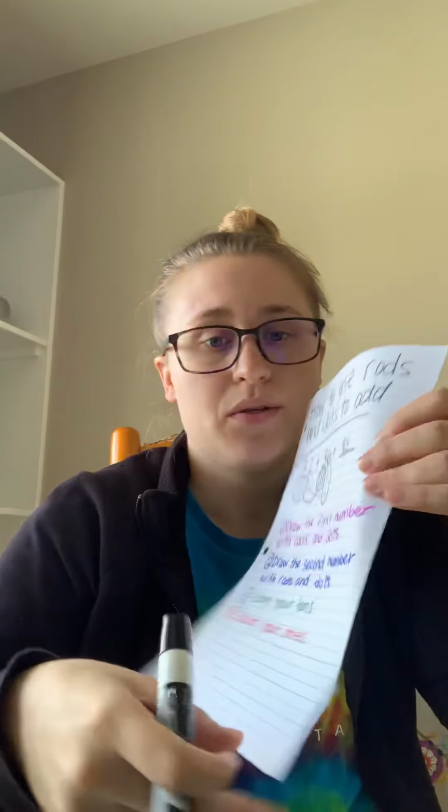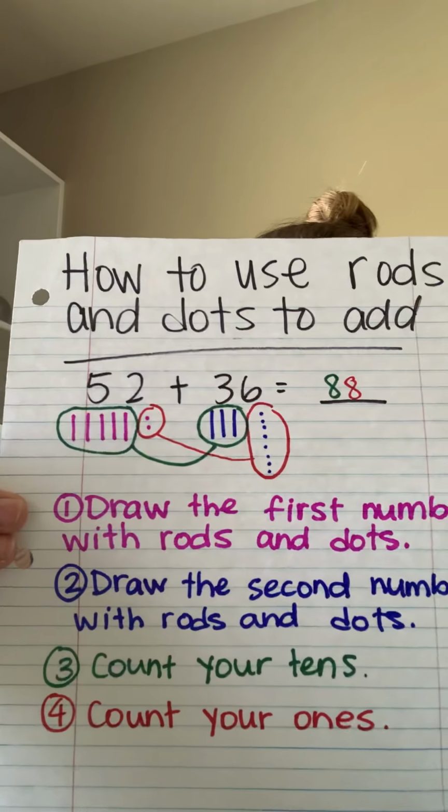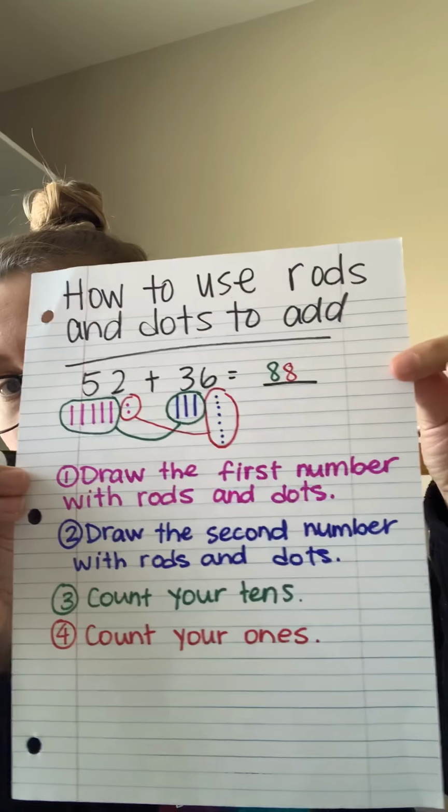Now for math, we're going to go ahead and move on, and we are going to be adding and subtracting today using rods and dots. So I'm going to give you an example of both of those things. I made a little anchor chart for each one. I'm going to go ahead and pull it out. So right here, this is our anchor chart for how to use rods and dots to add.